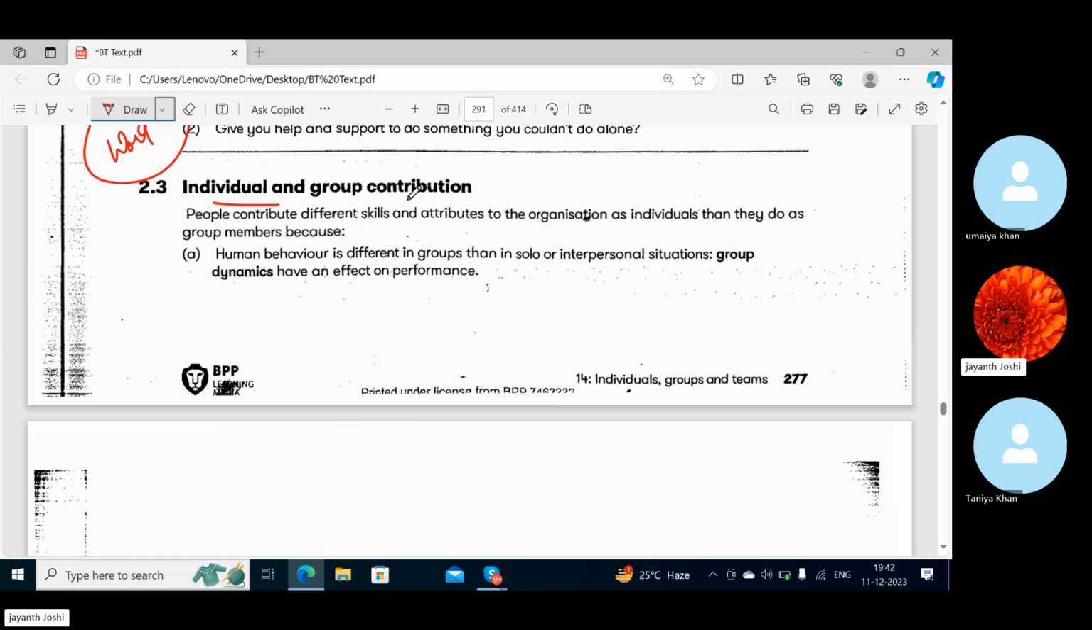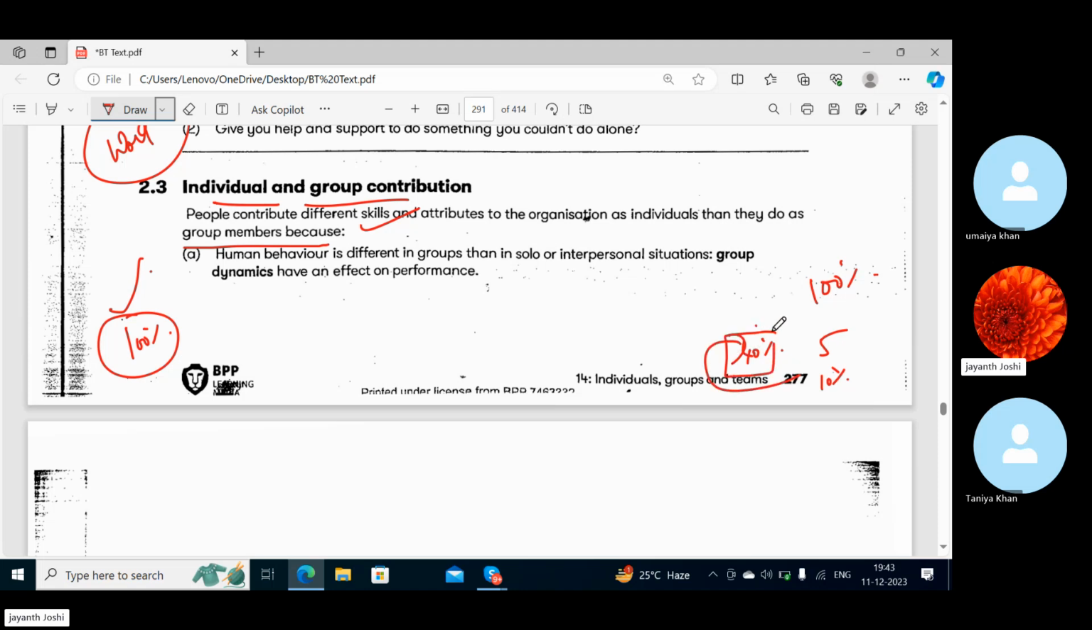Now, individual and group contribution. See, people contribute different skills and attributes to the organization as individuals than they do as group members, because that's what they are differentiating between the contribution an individual can give or a group can give. See, an individual can give his 100%, right? If he's working individually. A group can give 100%, but that group has certain members, let's say 5 members. So some member can give 40%, some member can take it for granted and just give 10%. You know, some people are lazy and they don't want to work and they dump their work on others.